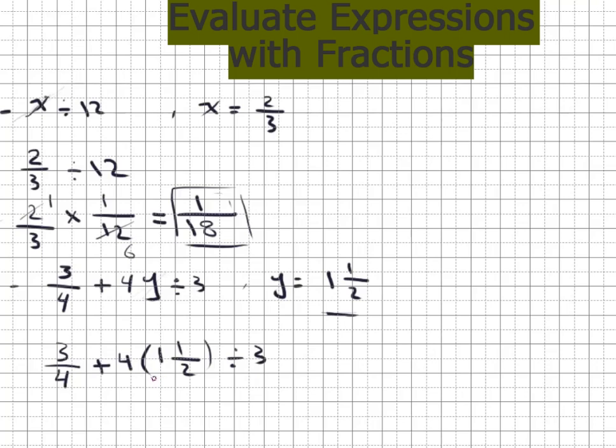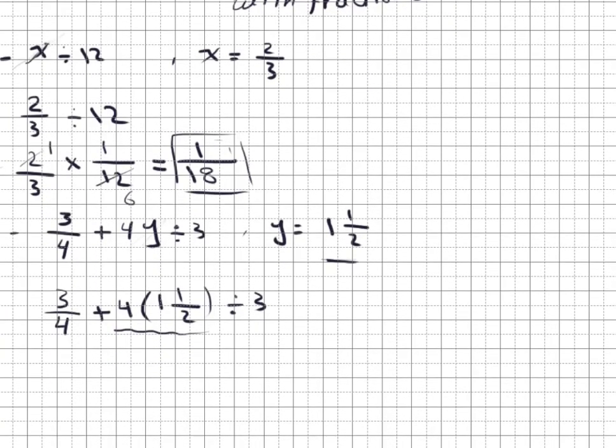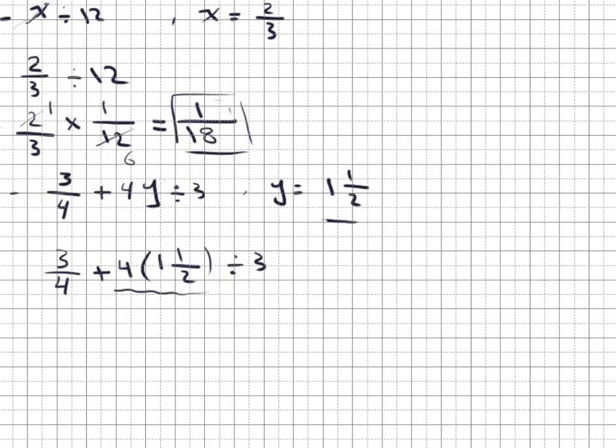If we have division and multiplication, we start from the left. Here we will start from the multiplication first. The first operation we'll do is what? It is 4 multiplied by 1.5. This is the first operation. Now we will do the multiplication.